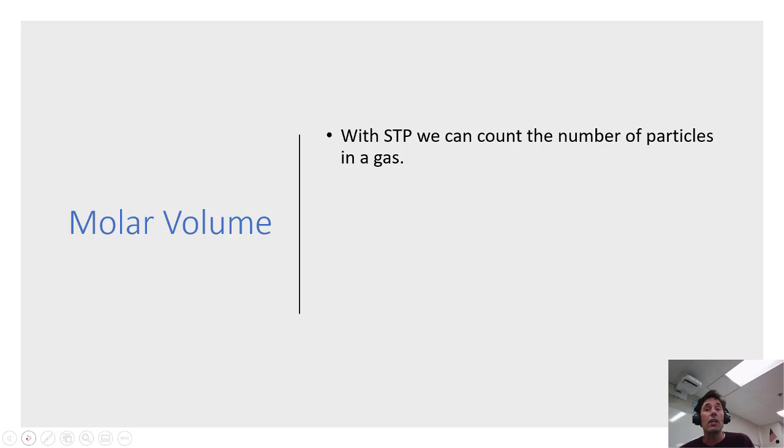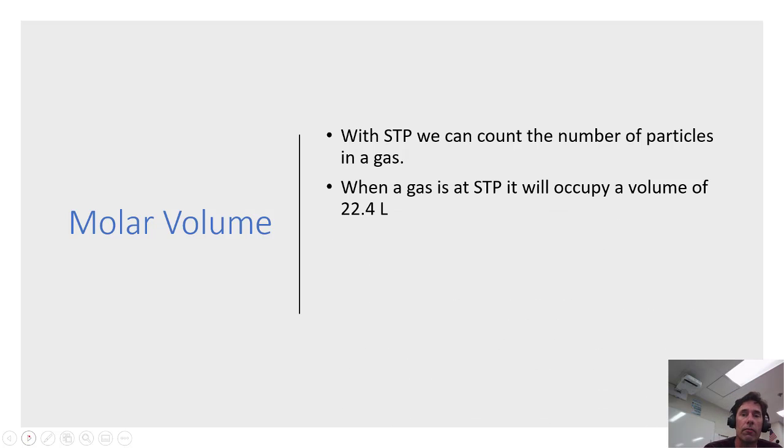Now with STP, this is the best part, we can count the number of particles in a gas, and we call that the molar volume. So when a gas is at STP, it will occupy a volume of 22.4 liters. No matter what the gas is, all right, at STP, it will occupy a volume of 22.4 liters. And you're like, how is that possible? How could it be that any gas will occupy a volume of 22.4 liters at standard temperature and pressure?